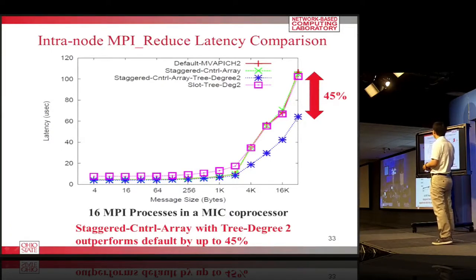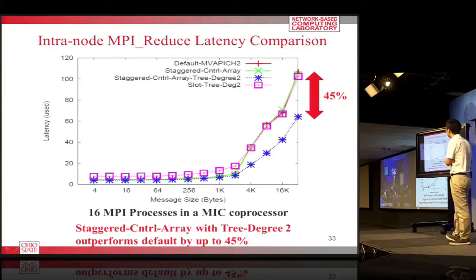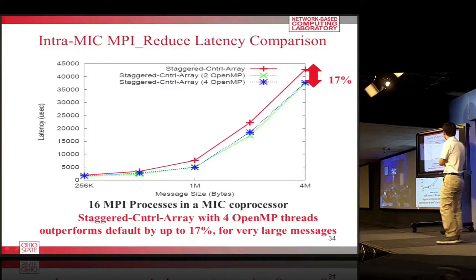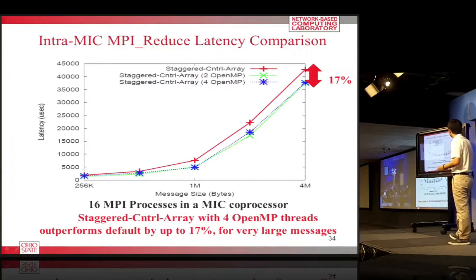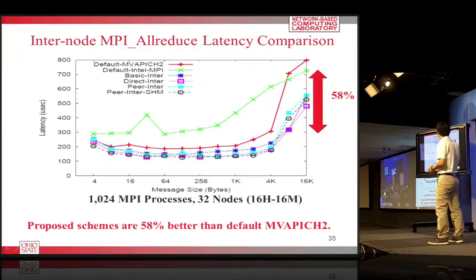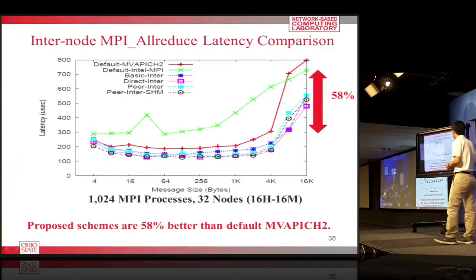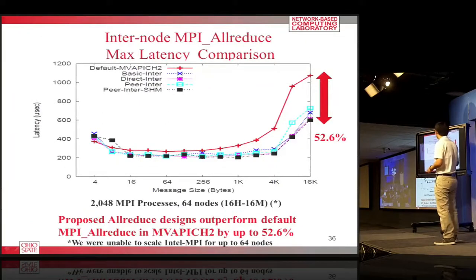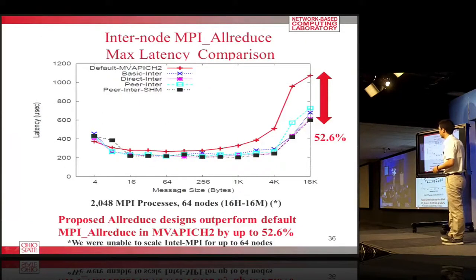Okay, for the inter-MIC MPI Reduce latency comparison, similar things, we can see that this one shows the OpenMP benefits. So for the very large messages, the new design with 4 OpenMP threads outperforms default by up to 17%. For the intra-MIC cases, we can show up to, for example, 58% improvement. For the intra-MIC MPI Allreduce max latency comparison, we can show up to, for example, 52.6% improvement. Here, we also see similar things for inter-MIC.